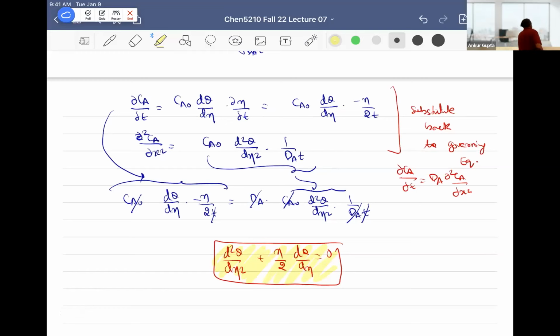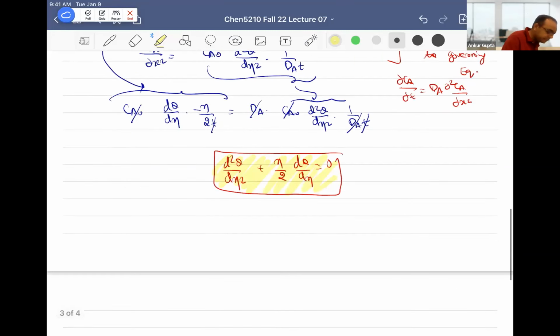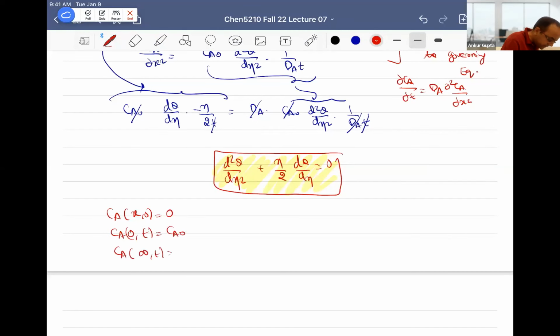I've seen consistently over the years students think, well, we get this, this works. No, you also have to make sure your boundary conditions are consistent. So how do we make sure of that? Let's go there. We have CA of x comma 0 is 0, CA of 0 comma t is C naught, CA of infinity comma t is 0. Okay, so recall that eta is equal to x by square root of DAt.